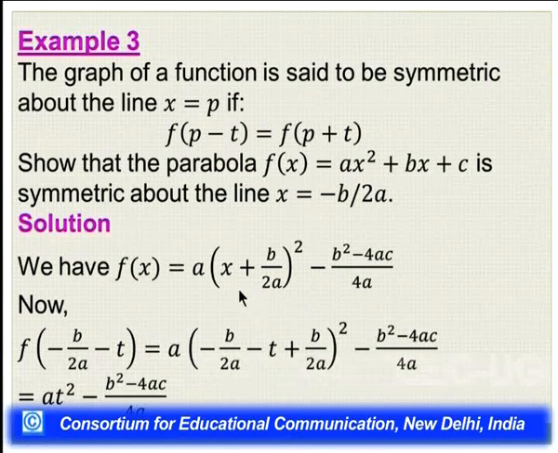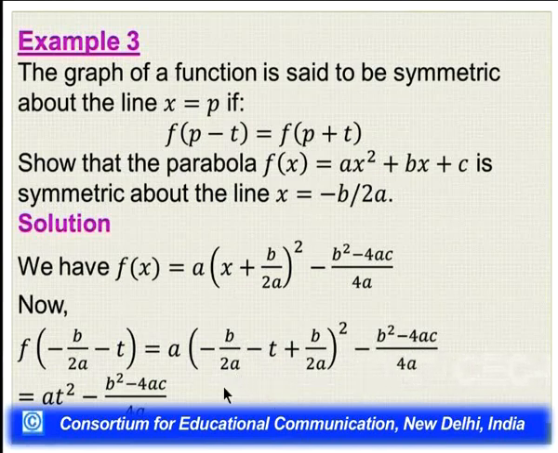And now if I put x equal to minus b by 2a minus t, because I want to look at f of p minus t, where p is minus b by 2a, so I get f of (minus b by 2a minus t) is equal to a times, so now instead of x in this expression, I'm going to put (minus b upon 2a minus t plus b by 2a) the whole square minus, and then outside I have (b square minus 4ac) divided by 4a.